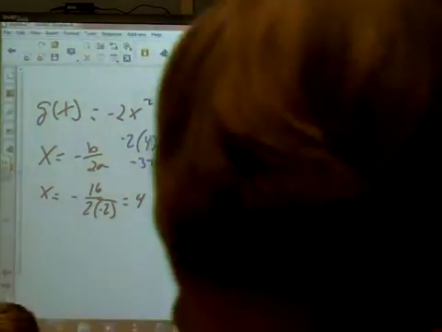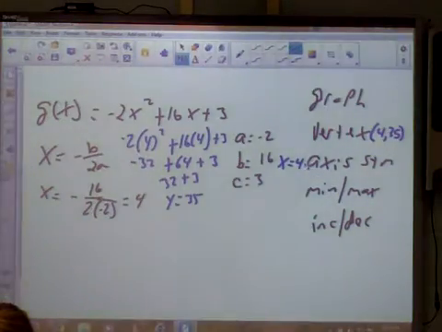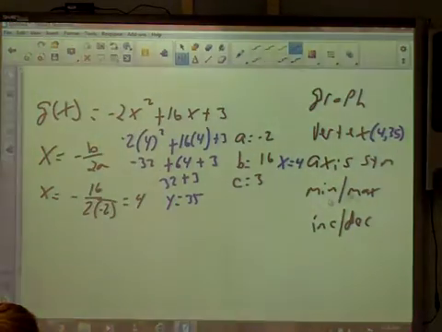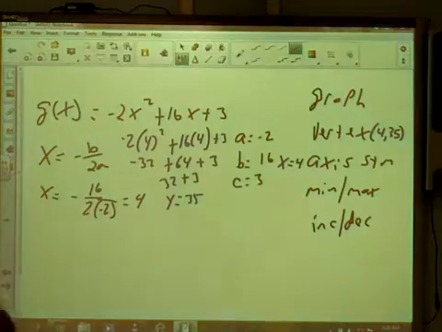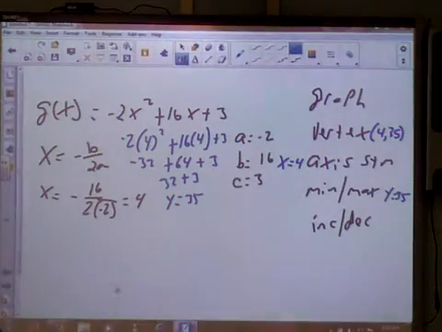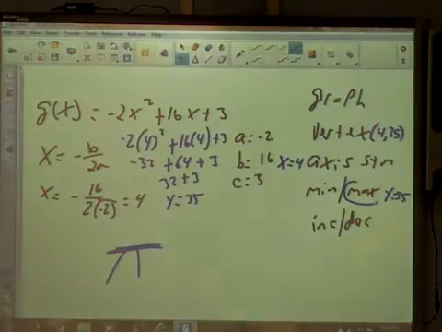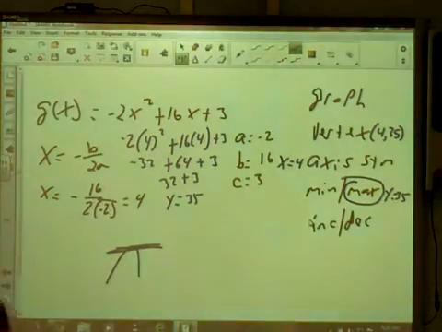Back to that. Alright, now that we've got a vertex and we've got an axis of symmetry, I have a min or a max now. It's my y. So it's at y equals 35, but is it a min or a max? It's a max. Since my a is negative 2, that means it's going to be opening down, so that is a max. So if your a is positive, it's a min. So it's the opposite of what you would think.